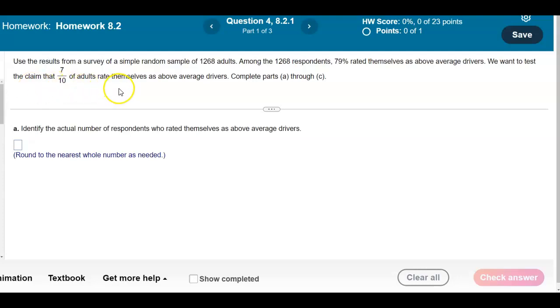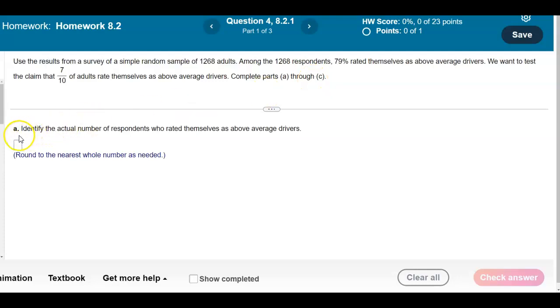Use the results from a survey of a simple random sample of 1,268 adults. Among the 1,268 respondents, 79% rated themselves as above average drivers. We want to test the claim that 7 over 10 of adults rate themselves as above average drivers. We're going to complete parts A through C.